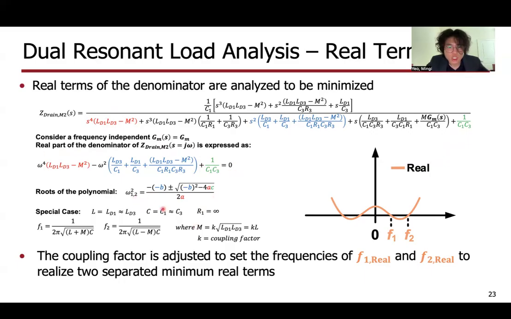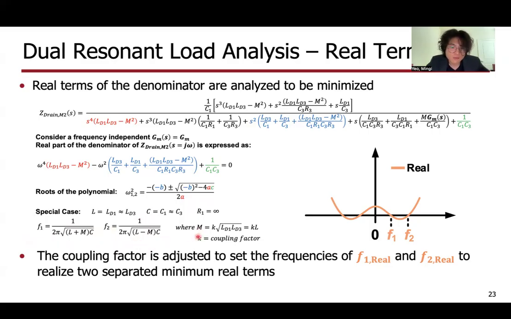And once we plug it into the quadratic equation, we are left with 2 negative roots and 2 positive roots. And we're interested in where these roots occur, so we consider the following special case. When the inductance of the two coupled resonators are the same, and the capacitance of the two coupled resonators are the same, and when we assume no loss in the first resonator tank, then F1 and F2 can be simplified down to this beautiful equation where F1 is related to 1 over 2 pi square root of L plus the mutual inductance multiplied by the capacitance, and F2 is related to 1 over 2 pi square root of L minus the mutual inductance multiplied by the capacitance.